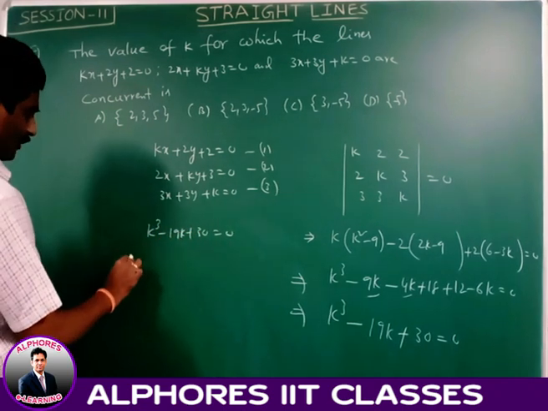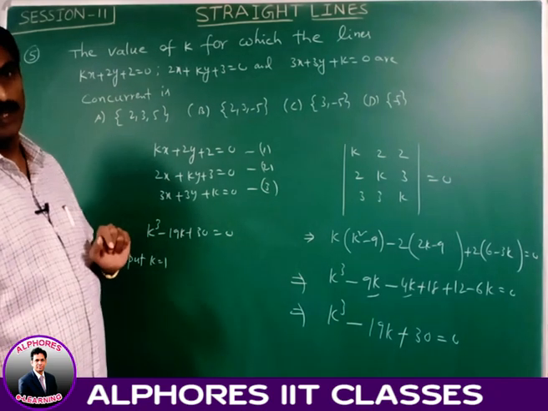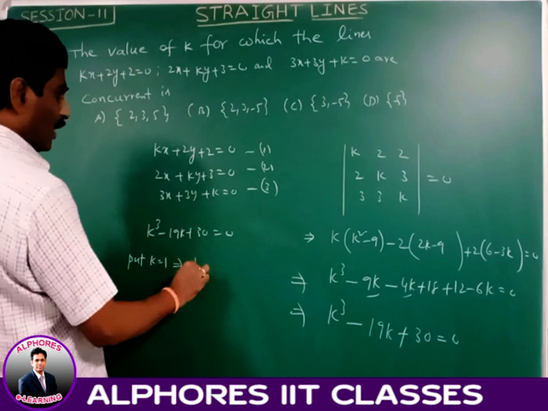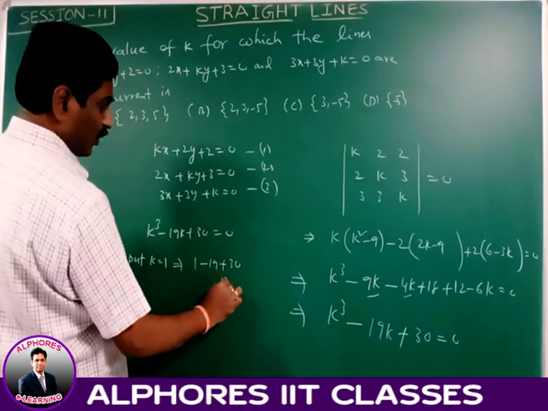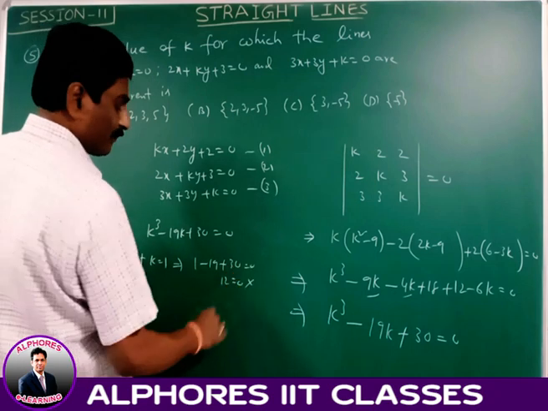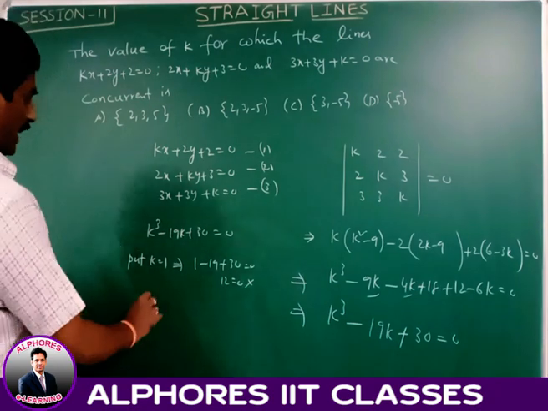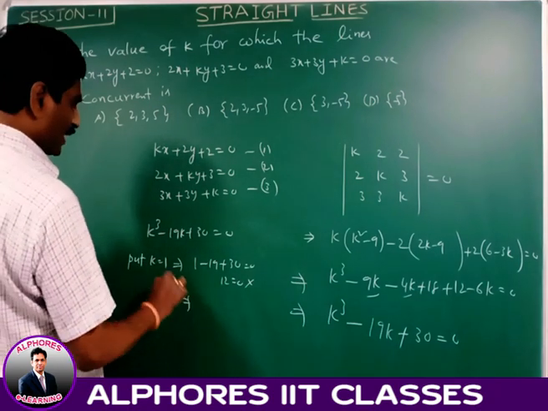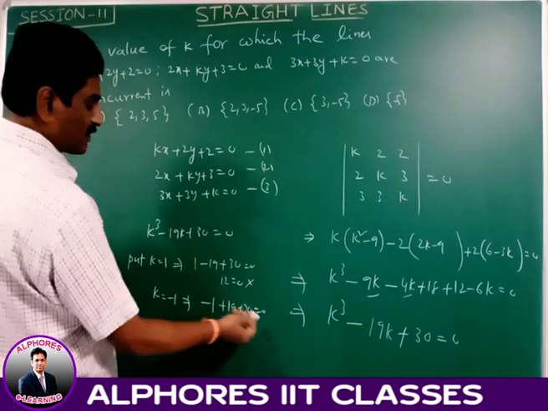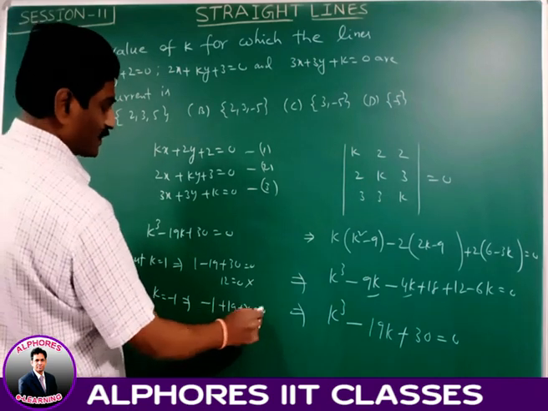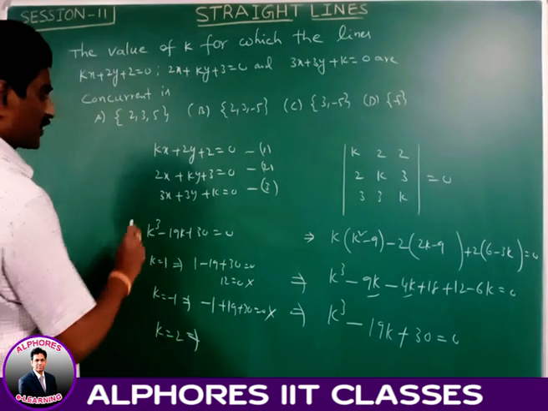Put k is equal to 1. If k is equal to 1 satisfies this equation, then 1 is one of the roots. Substituting, 1 minus 19 plus 30 means minus 18 plus 30, which is 12, not equal to 0. So, k is equal to 1 is not a root of the equation. Put k is equal to minus 1. Minus 1 plus 19 plus 30 is 48, which is not 0 either. Next, put k is equal to 2 in this equation.